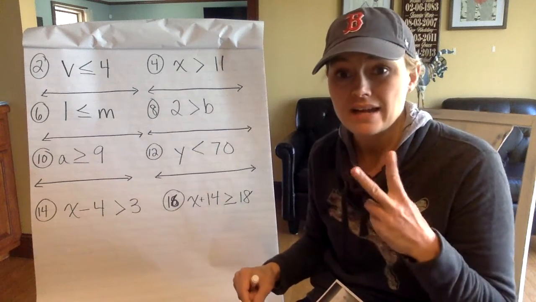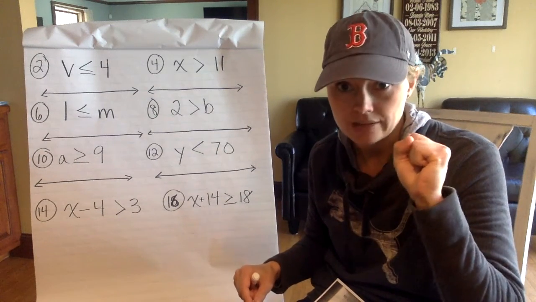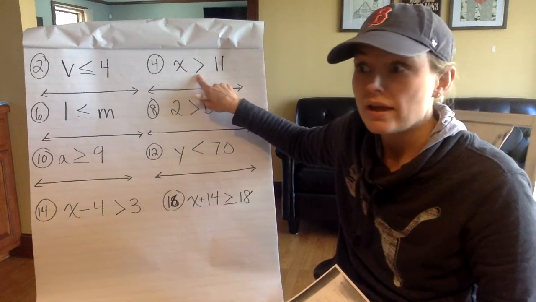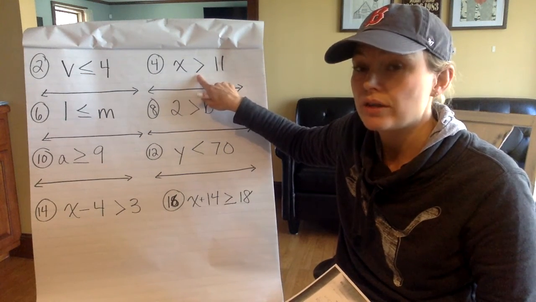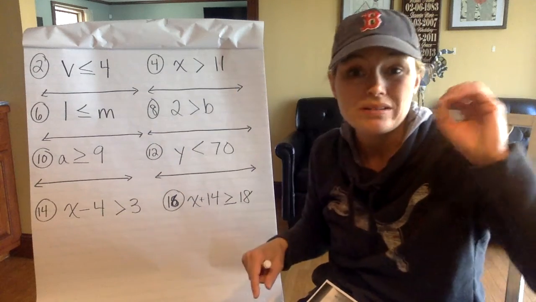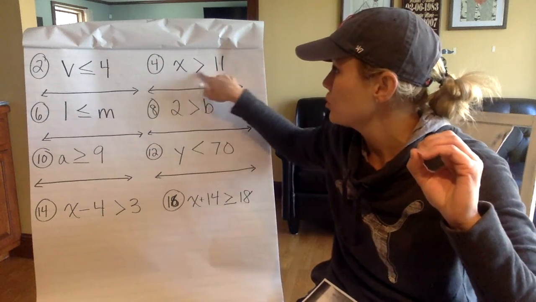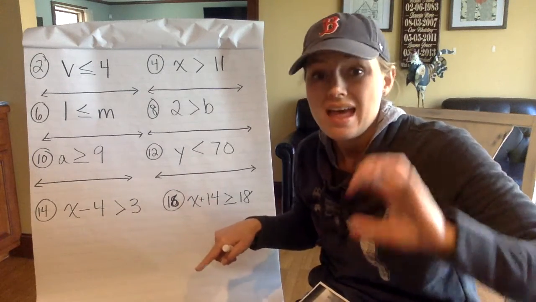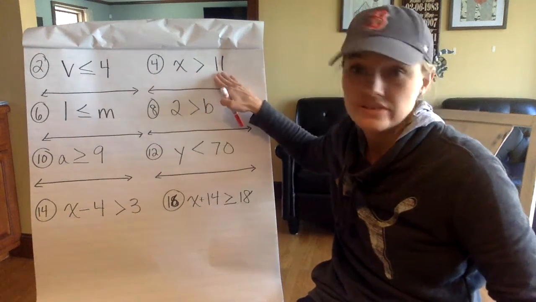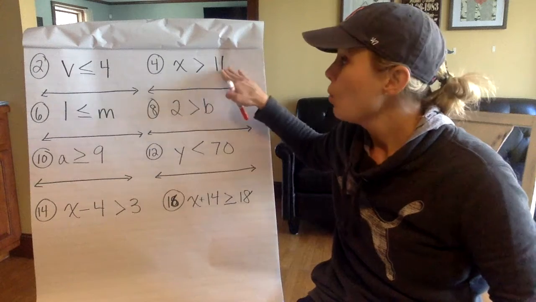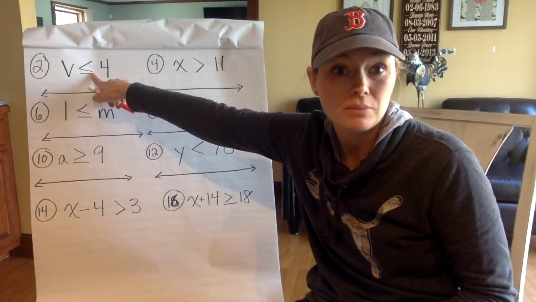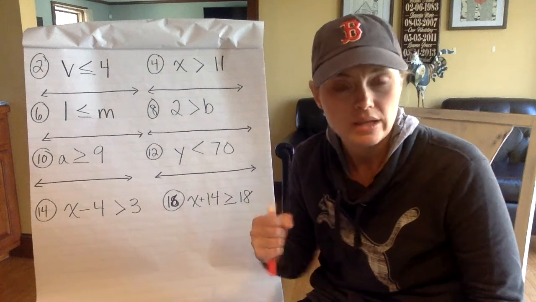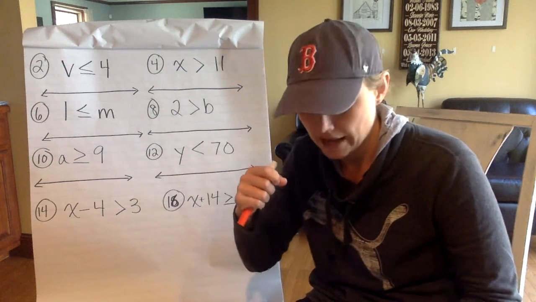The next thing we need to decide is, is it an open dot or a closed dot? Okay, and really that is determined by what type of symbol we have. If we have a traditional greater than or less than symbol, it is an open dot. It means that 11 in this situation is not a possibility for x. Okay, x has to be greater than 11. It cannot be 11. Whereas with these types of inequality symbols, the or equal to, that's where we have a closed dot. So if you need a little trick to remember, that's what we're looking at.